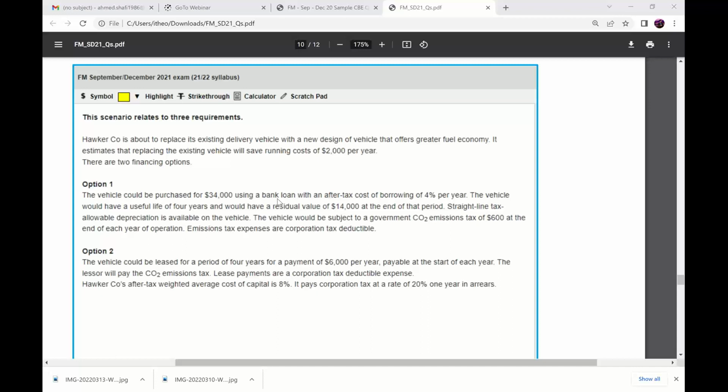Option one is the vehicle could be purchased for 34,000, using a bank loan with an after-tax cost of borrowing of 4% per year. The vehicle would have a useful life of 4 years, and would have a residual value of 14,000 at the end of that period. Straight line tax allowable depreciation, that is capital allowances, is available on the vehicle. The vehicle would be subject to a government CO2 emission tax of 600 at the end of each year of operation. Emission tax expenses are corporation tax deductible.